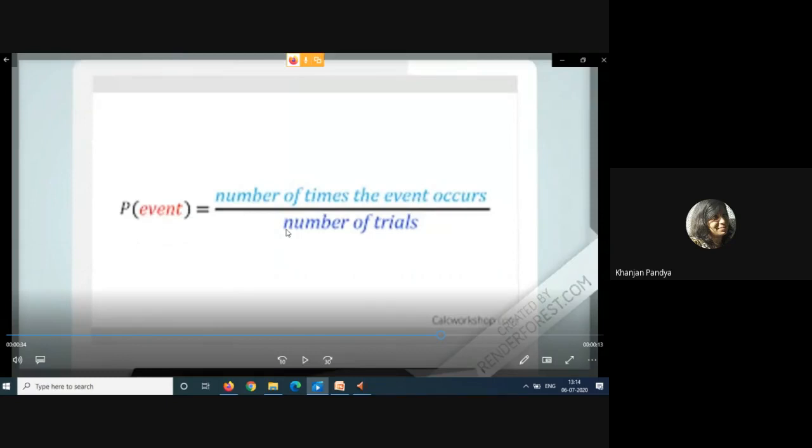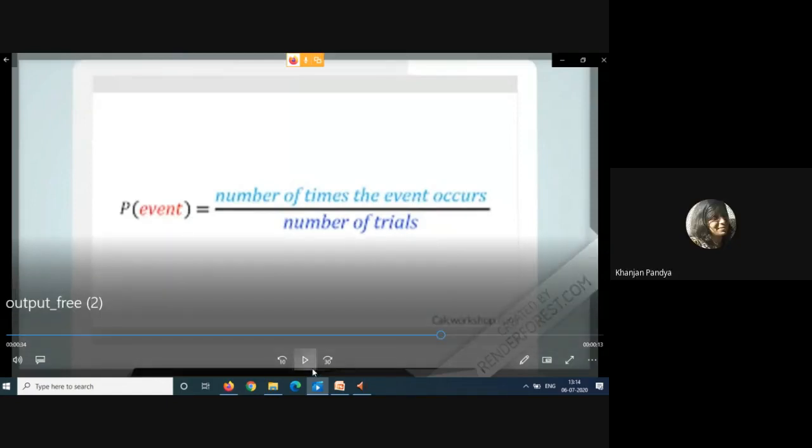Alvish, are you there? Yes, ma'am. What is the probability of occurring a head in tossing a coin? 1/2. Yeah, 1/2. Yeah, that's right. That is it. So that is the meaning of probability.